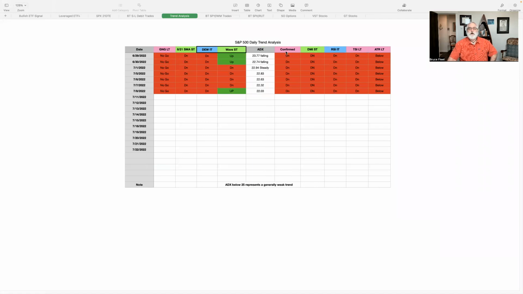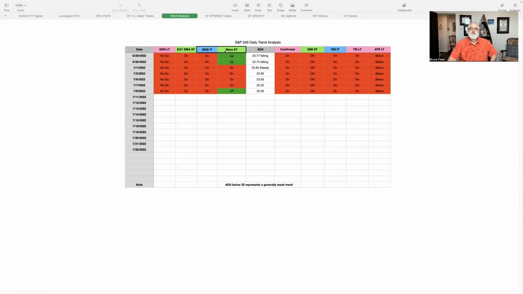There's a confirmed up or down trend. There's the DMI, RSI, TSI, ATR, those are the dots. What I do every single day is I plot where are they? Are we below those dots? Yeah, we are. Is the TSI still below 0? Yes, it is. Is the RSI below 55? Yes, it is. So I use this so I can see at a glance if something is changing.